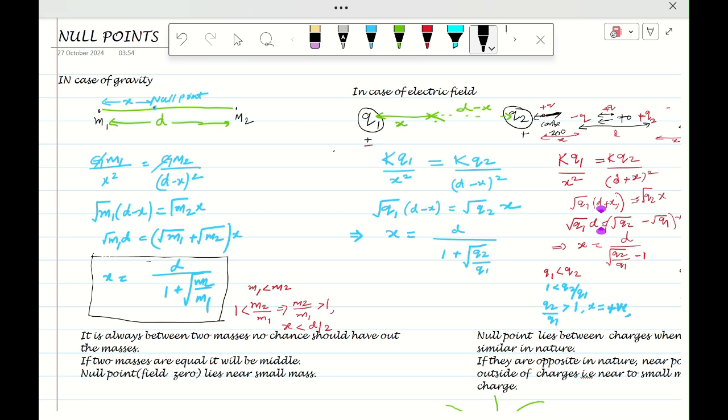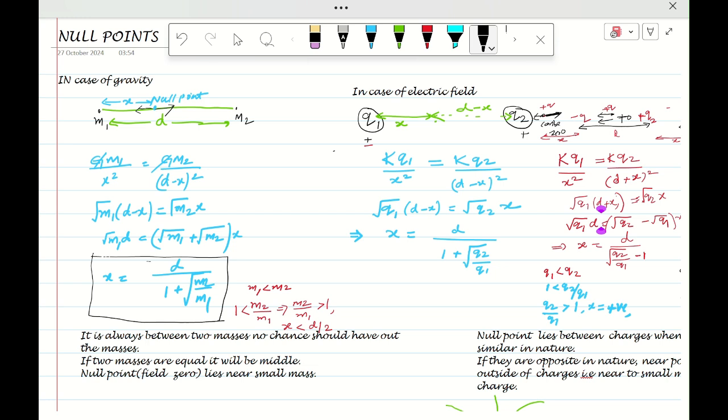Here the gravitational field is attractive in nature, so these two are in the attractive force directions, opposite and equal in magnitude. So the net force is equal to 0. E1 minus E2 is equal to 0, E1 equals E2. So here we get the answer.